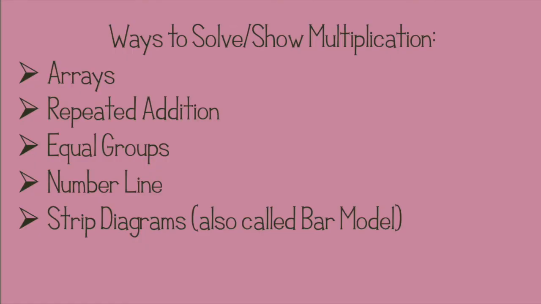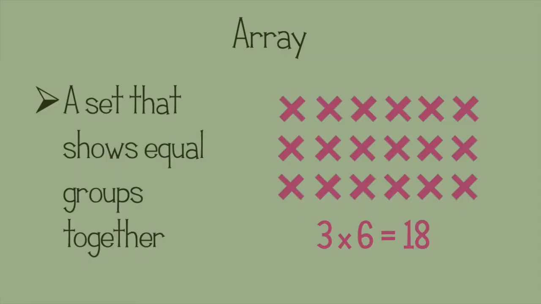So these are some different ways to show and solve multiplication problems that may help you while you're doing multiplication. The 5 ways we're going to talk about are arrays, repeated addition, equal groups, number line, and strip diagrams. So let's talk about arrays. Arrays are a set that shows equal groups and rows and columns.